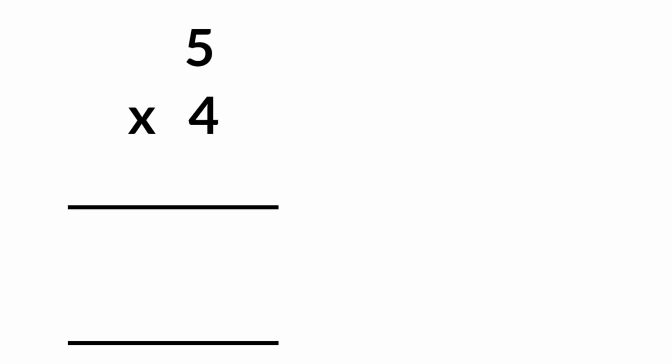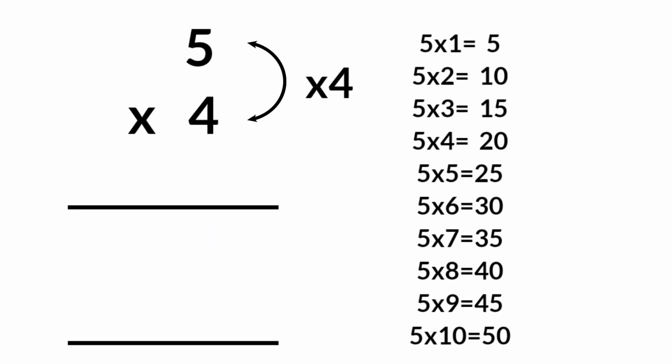Let's solve. 5 is the biggest number, so we write it above, and 4 is the smallest number, so we write 4 below 5. 5 multiplied by 4 is equal to, before we solve, we write the table of 5. 5 1 is 5, 5 2 is 10, 5 3 is 15, and 5 4 is 20.